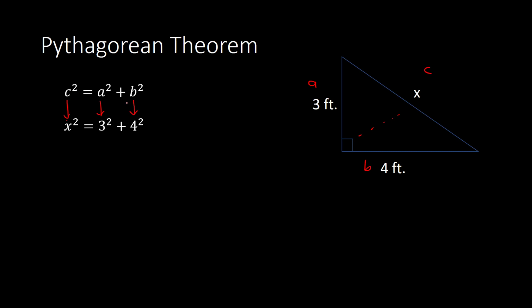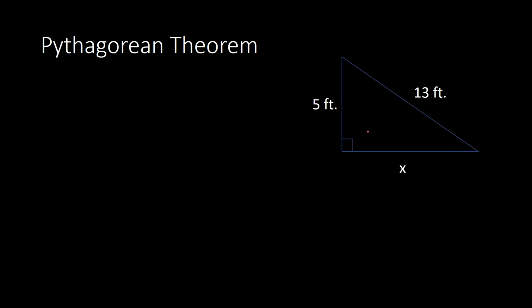So we can solve this where we have x squared equals 9 plus 16, which would be 25. And then to solve for x, I just need to get rid of the squared by taking the square root. So I have x on the left side equals the square root of 25 on the right side, so x would equal 5. And that's all there is to it. If you know the formula, just plug everything in, make sure that c is always your hypotenuse.